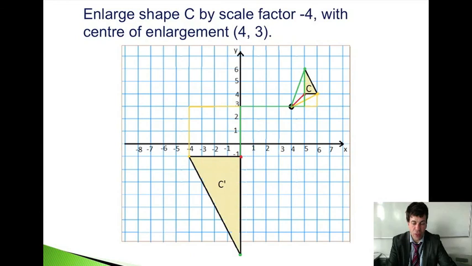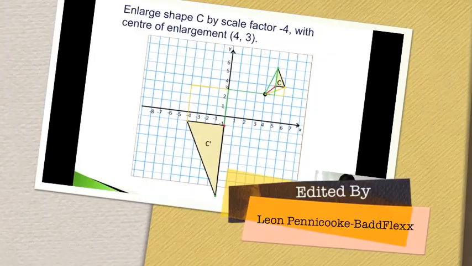Each side of C prime is 4 times longer than each side of C. But it appears that not only have we enlarged the shape, but we've also rotated it 180 degrees. That is the effect of a negative scale factor.